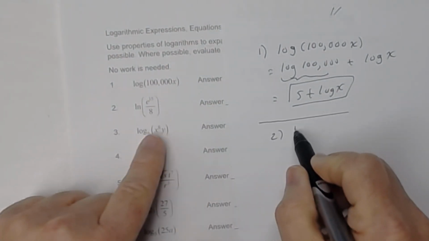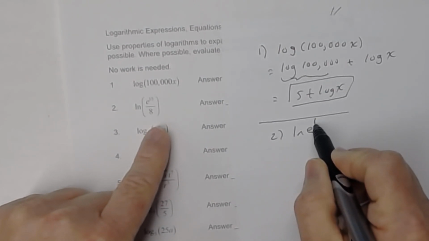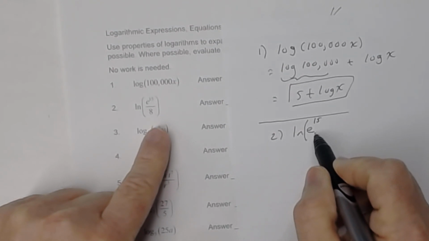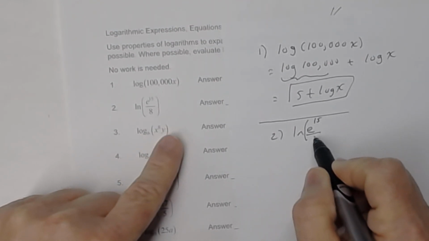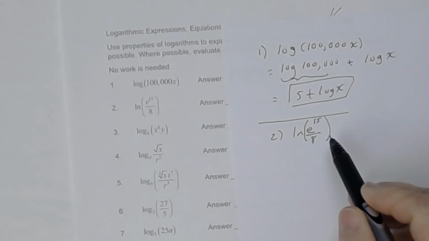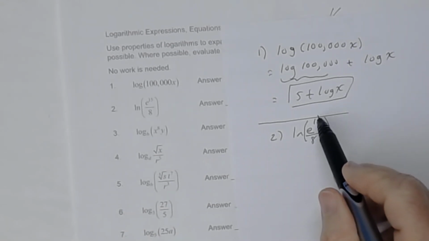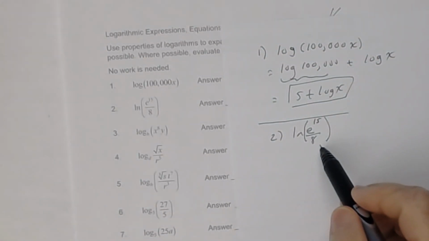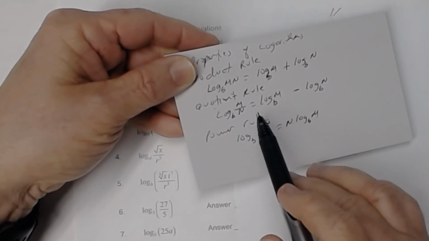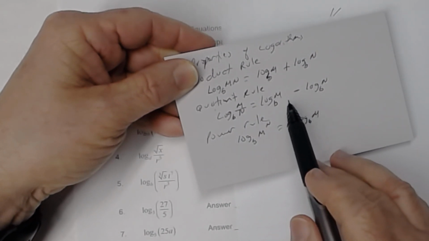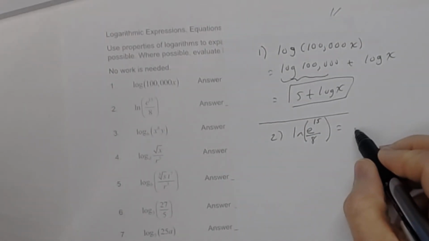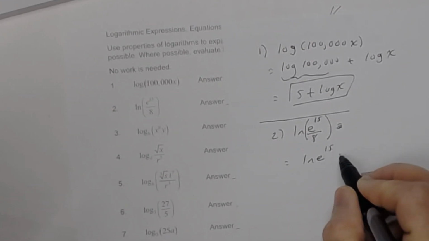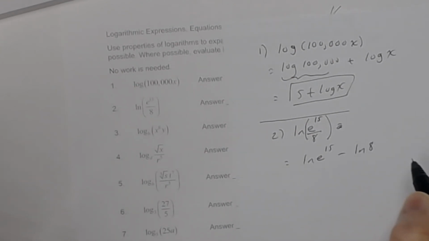And number 2, you have the natural log of e to the, and let me go ahead and put that in parentheses, the natural log of e to the 15th power divided by 8. All right, now notice I'm taking the natural log of a division, a quotient. So I'm going to use the quotient rule first. So I'm going to change this to a subtraction. So this becomes the natural log of e to the 15th minus the natural log of 8.